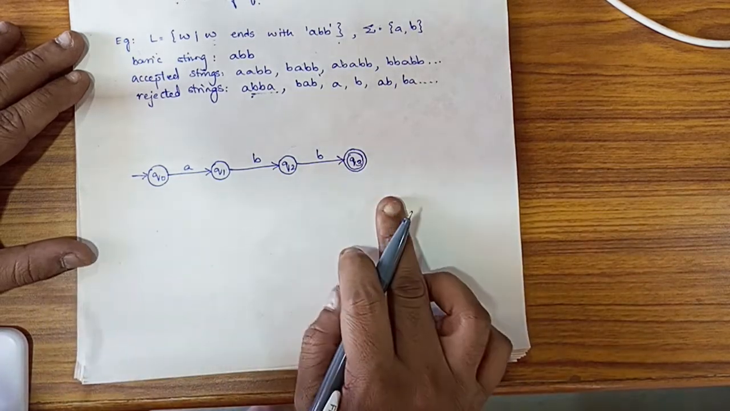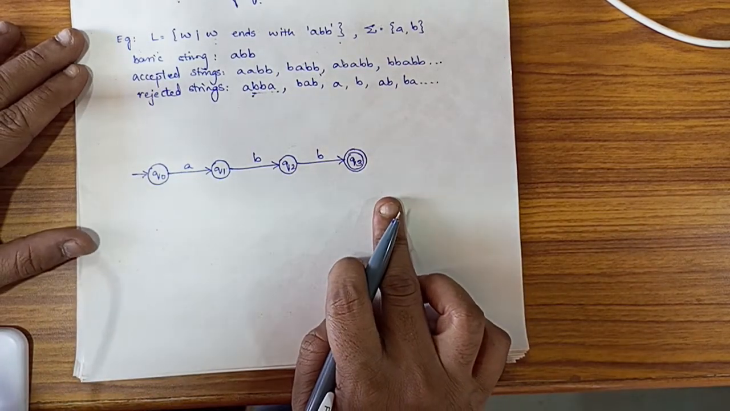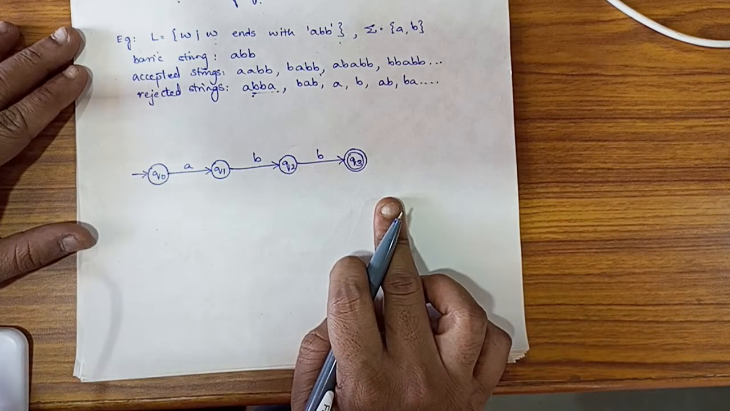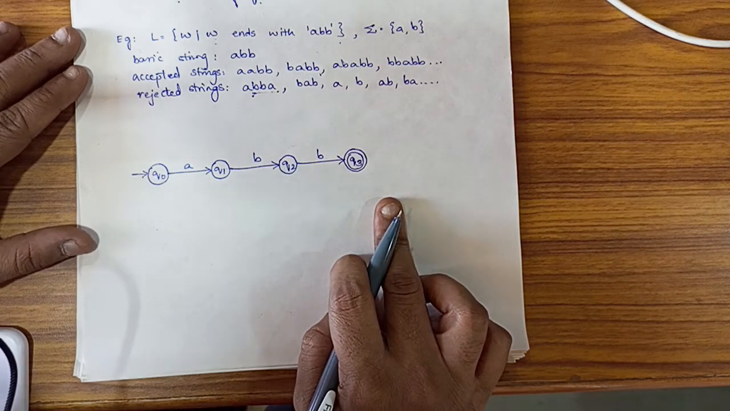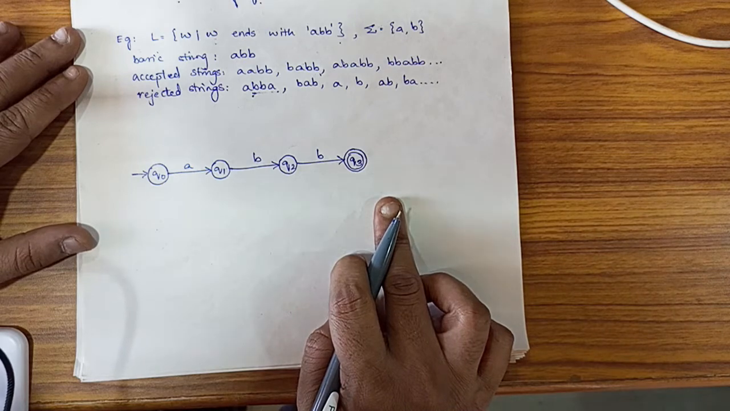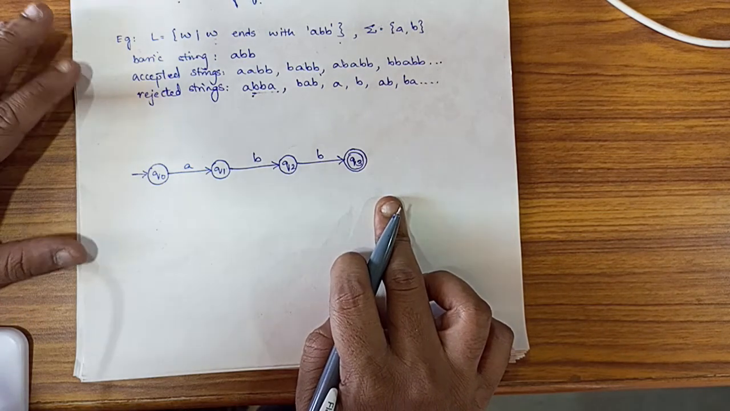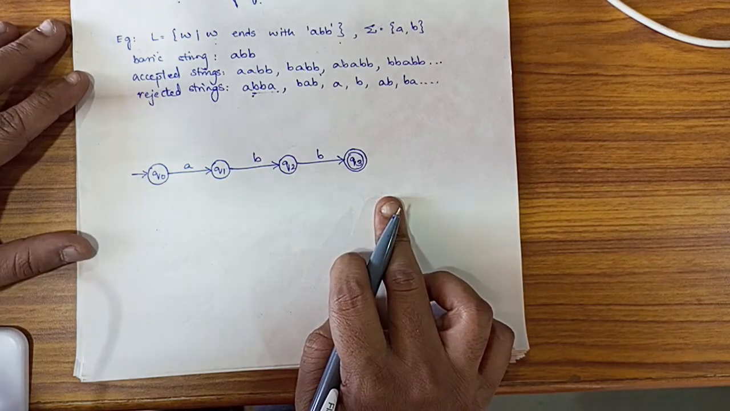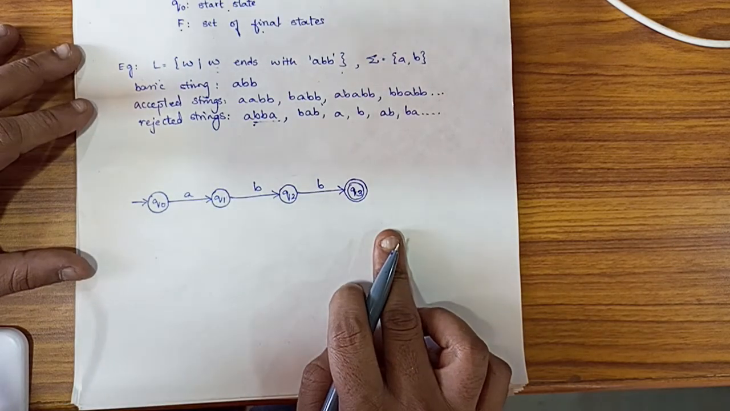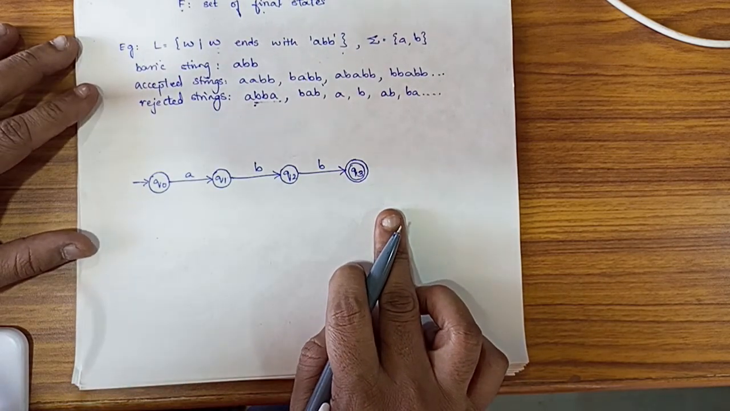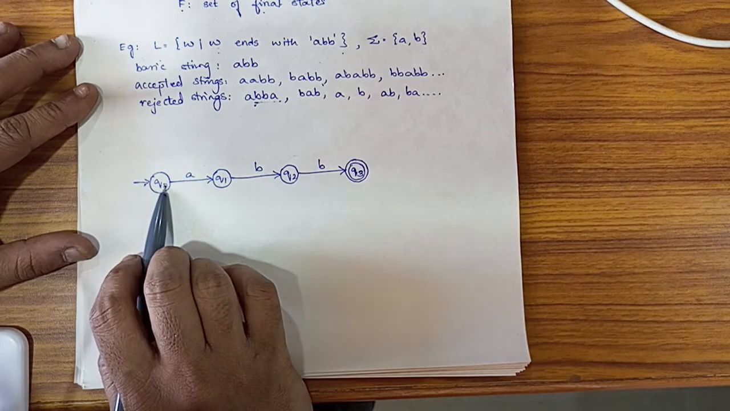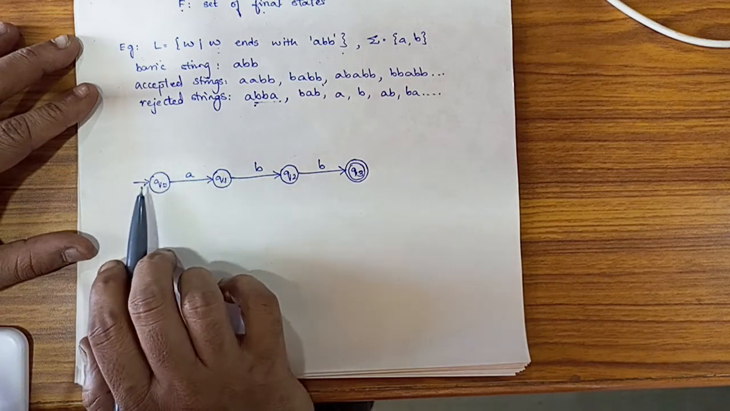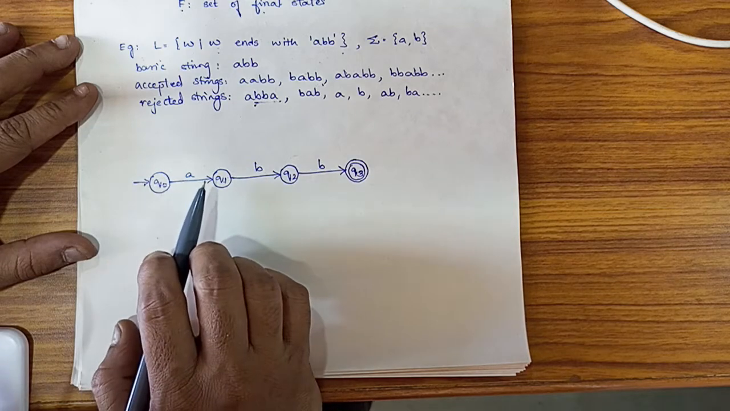Now this particular diagram is not complete. The reason is that a DFA needs transitions on every input symbol from every state. Every state should be able to handle all the input symbols. You cannot leave anything ambiguous or undefined. So if you look at the Q naught state, it knows what should be done on getting an A, but it doesn't know what should be done on getting a B, right?